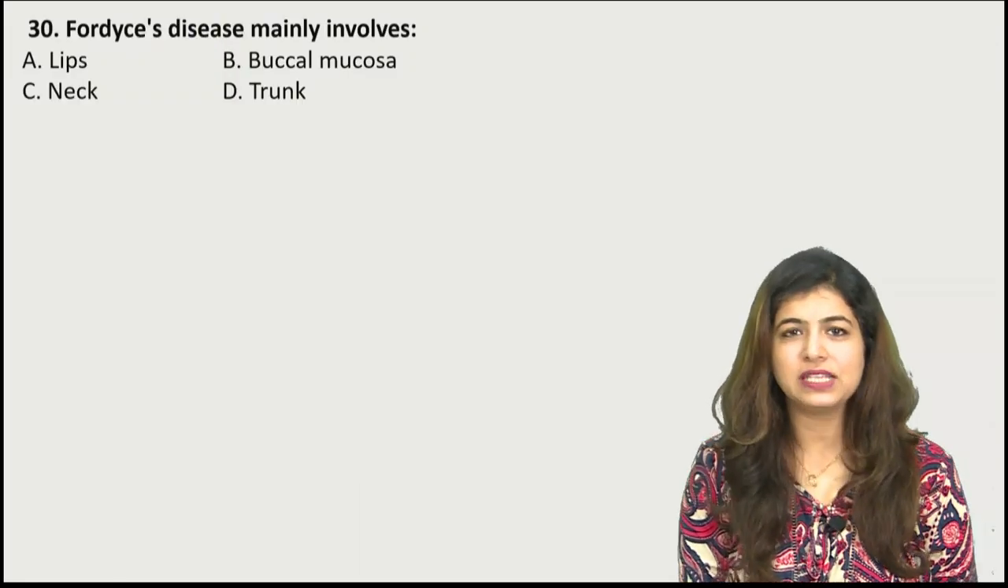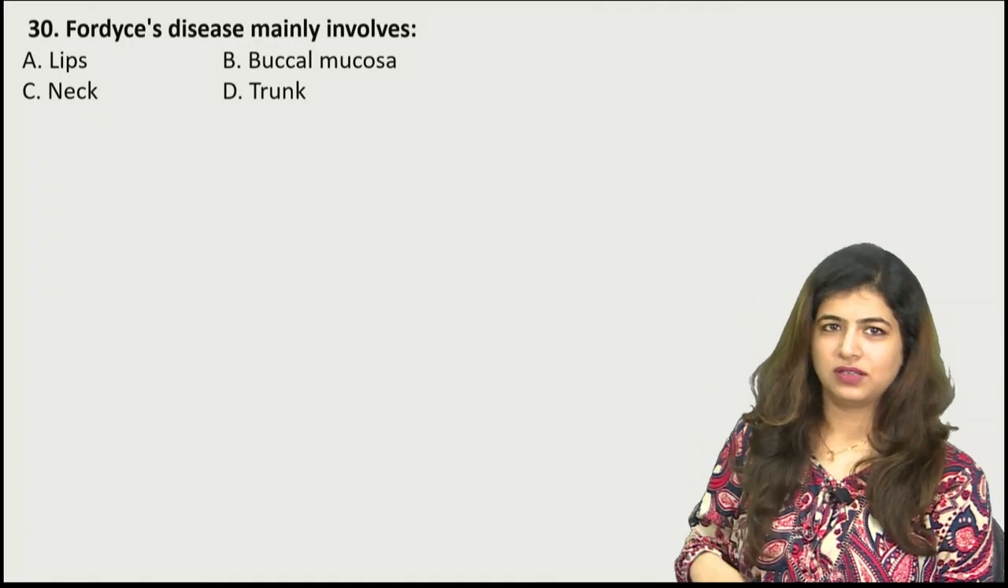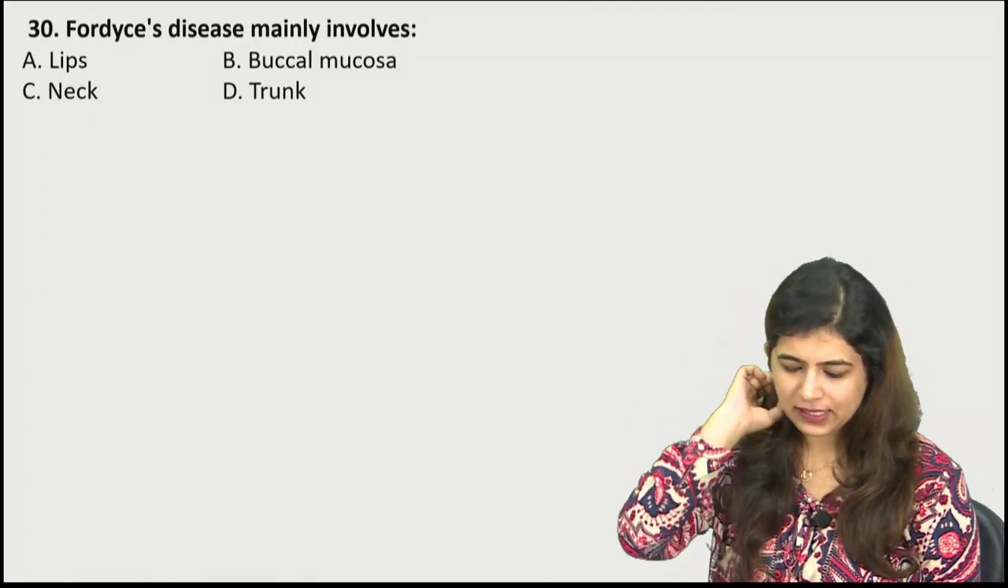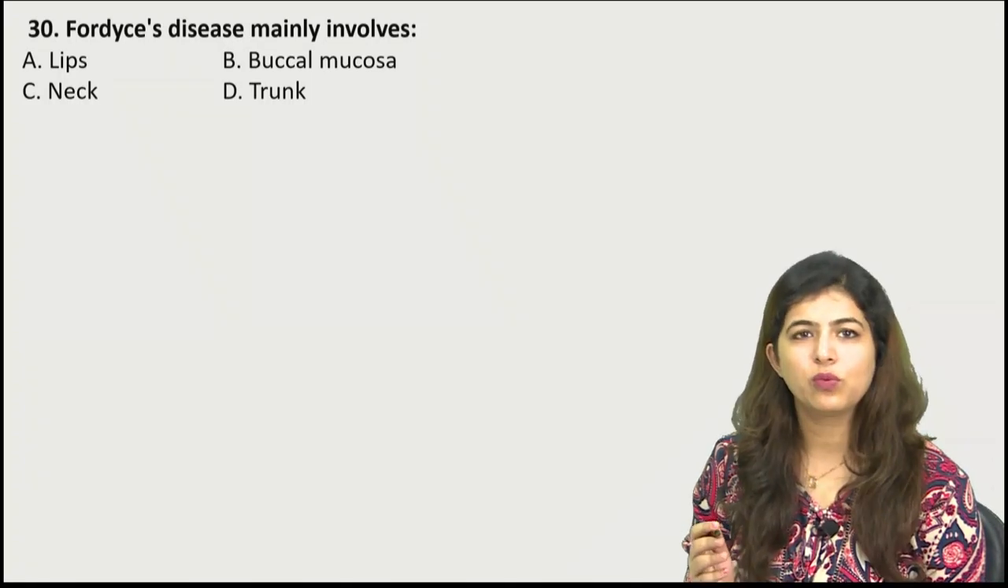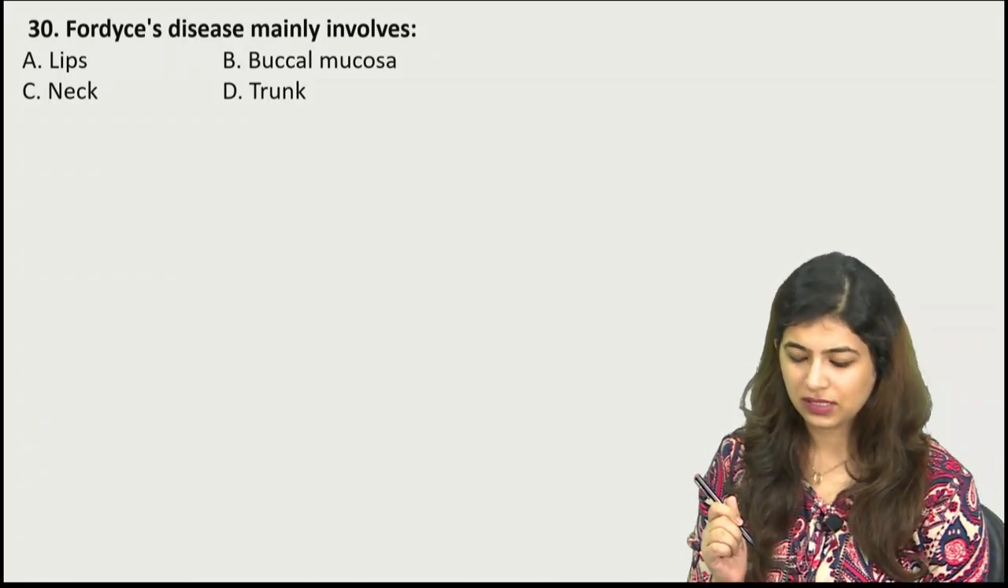Number 30. Fordyce's disease mainly involves A, B, C, D. What does Fordyce disease mainly involve? And what is this?